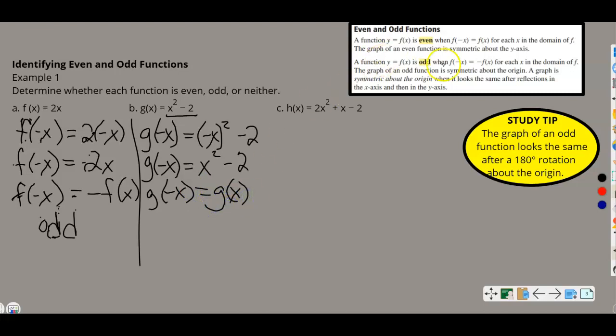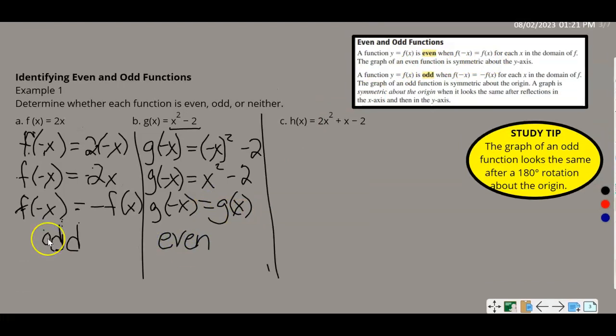All right, if we come up here and look, f of negative x equals f of x. f of negative x equals negative f of x. This is g of negative x equals g of x, so that's going to be the first one. So we can determine that this one is even.